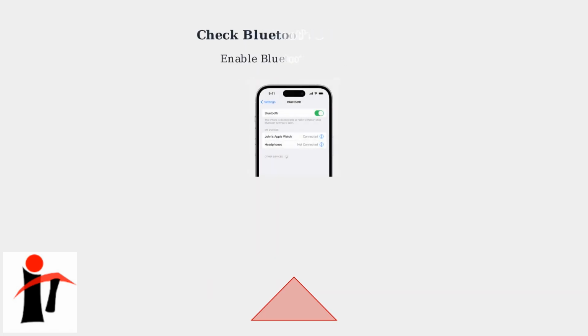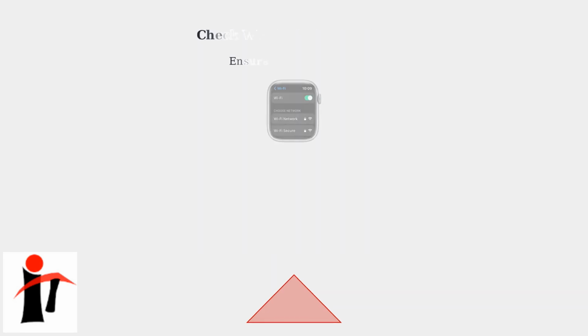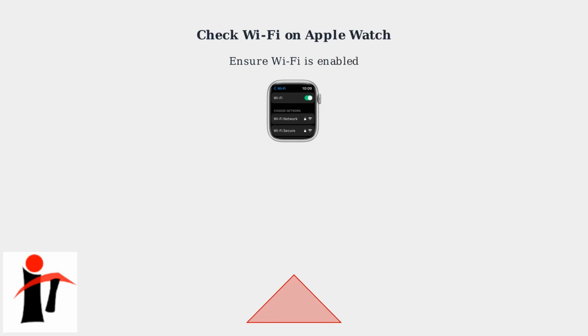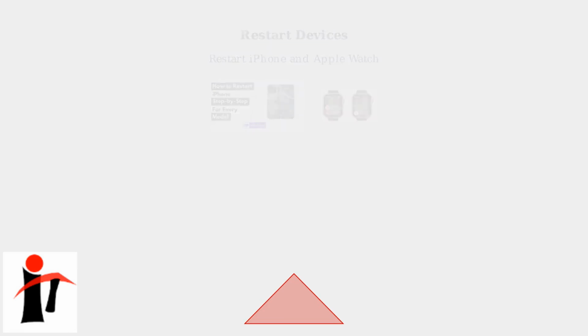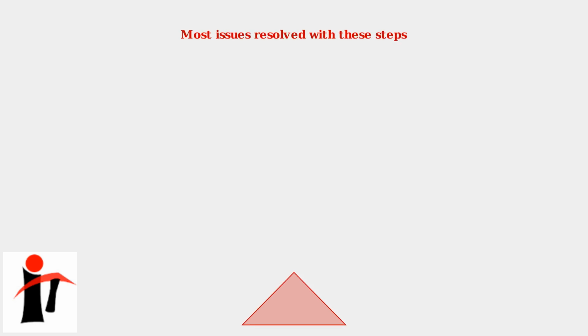If complications aren't updating, verify Bluetooth is enabled on your iPhone. Also check that Wi-Fi is active on your Apple Watch for reliable connectivity. For temporary glitches, restart both your iPhone and Apple Watch to refresh connections. These steps should resolve most connectivity and update issues with your Tesla app on Apple Watch.